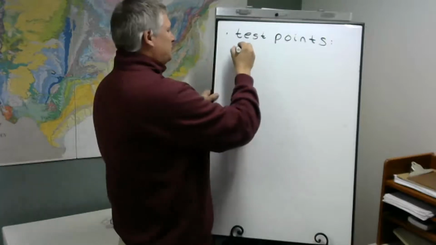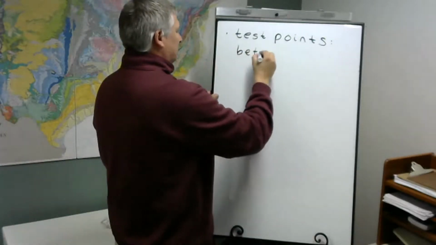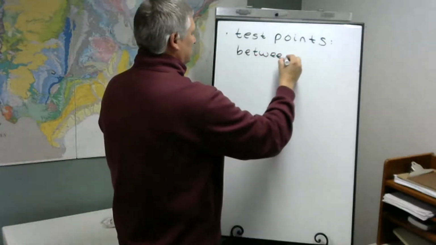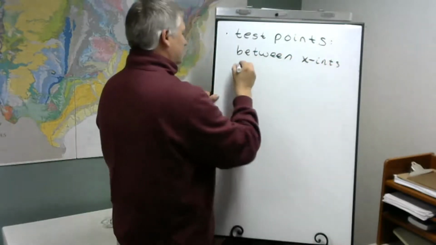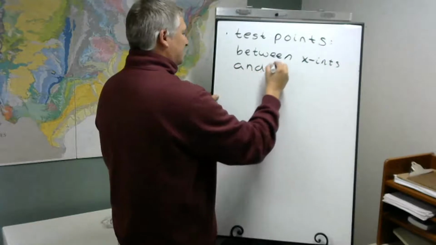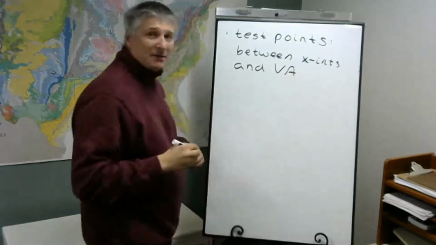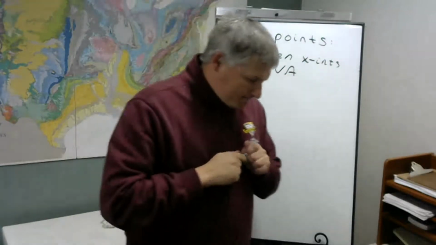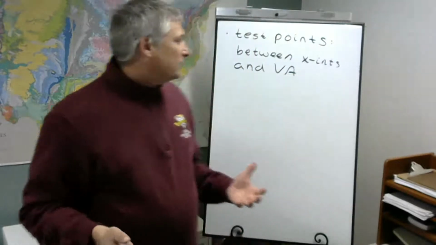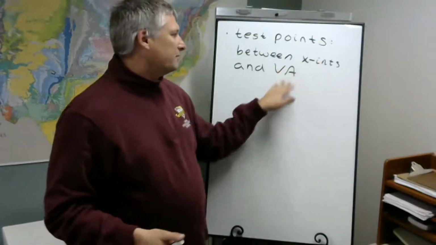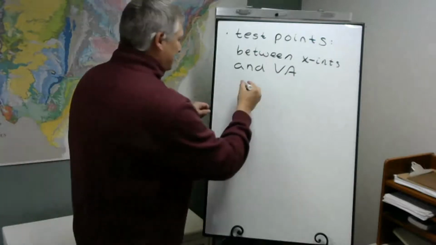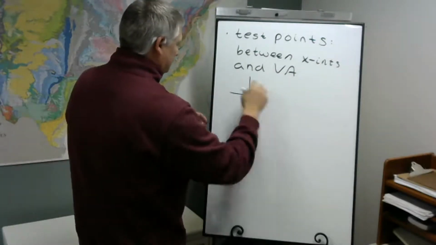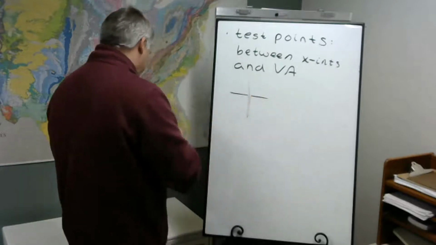And we usually choose these between x-intercepts and vertical asymptotes. They tell us what's going on around these structures. And so we can see, well, where is our function? Do we have something like this? Let me make this a vertical asymptote.